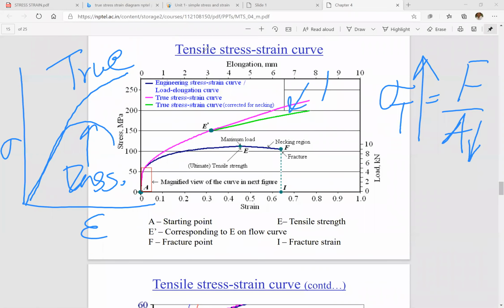This is true, sorry. This is the true stress strain diagram, and this side is the engineering stress strain diagram. So I think this is all about your true stress and engineering stress strain diagram. You have to correct the stress strain diagram, and you have to draw the true stress strain diagram.